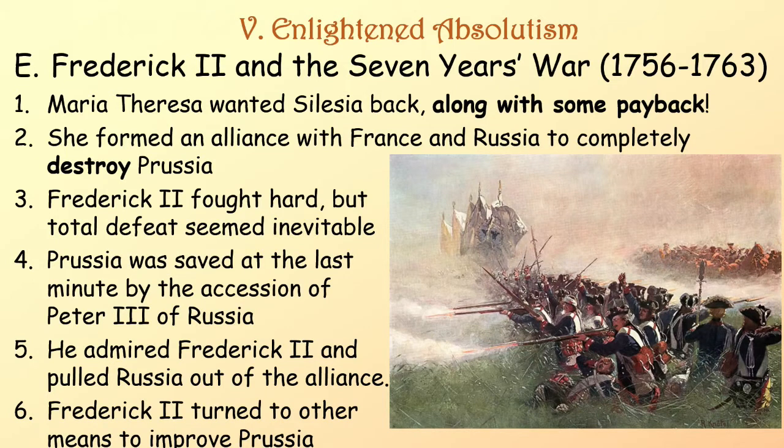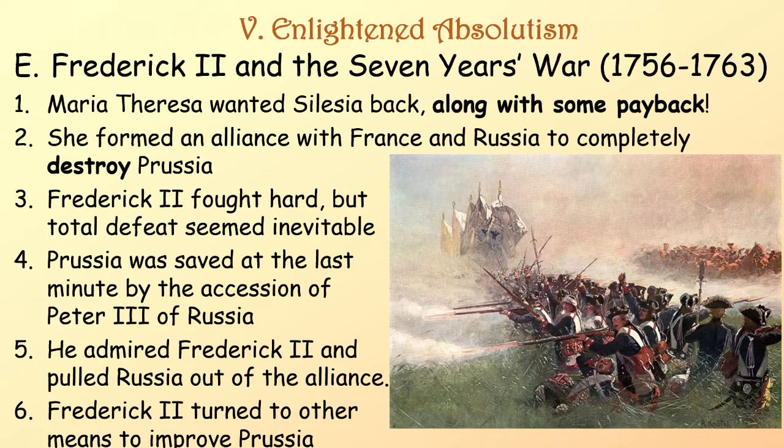So then Frederick II in the 7 Years' War, 1756 to 1763. Maria Theresa wanted Silesia back, and she also wanted some payback for the humiliation that she had felt. And she formed an alliance with France and Russia to completely destroy Prussia. Frederick II fought hard, but total defeat seemed inevitable.